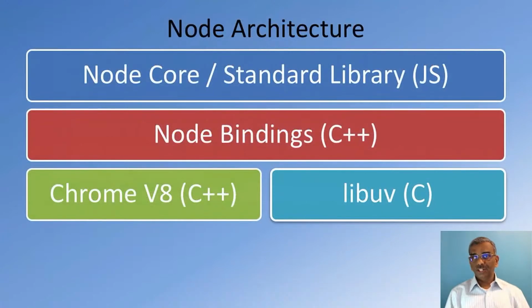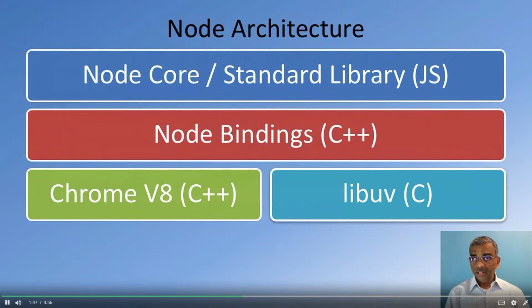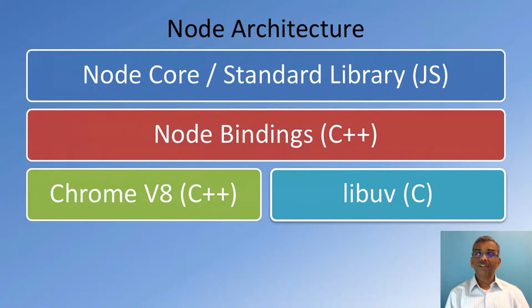This is the typical architecture of Node.js. So in this, the Chrome V8 engine is at the bottom layer, together with libuv, forms the layer that interacts with the underlying computer system to support the execution of JavaScript programs. On top of it, we have node bindings, which is also implemented in C++. At the top layer, you have the Node.js and standard library, which are all implemented in JavaScript.